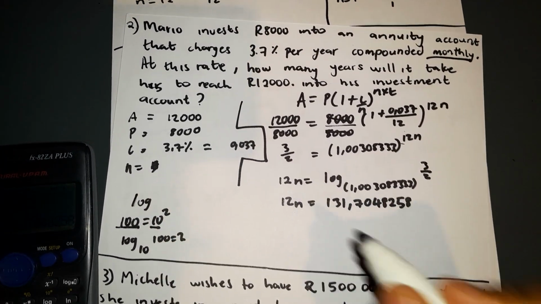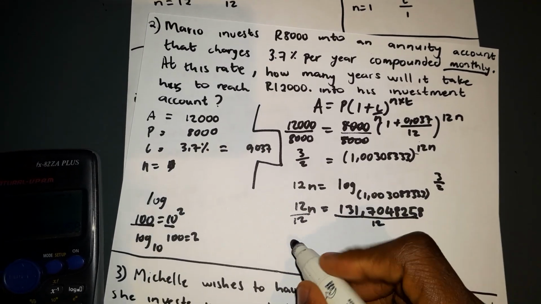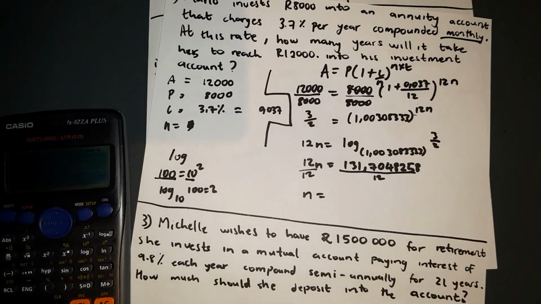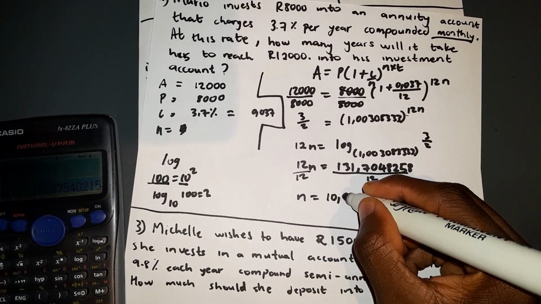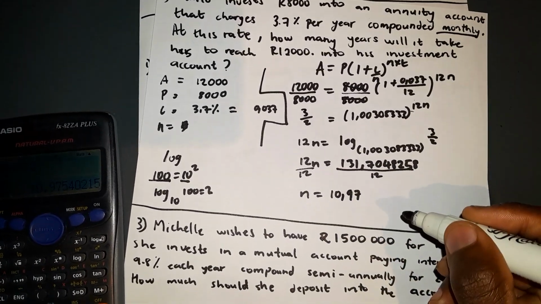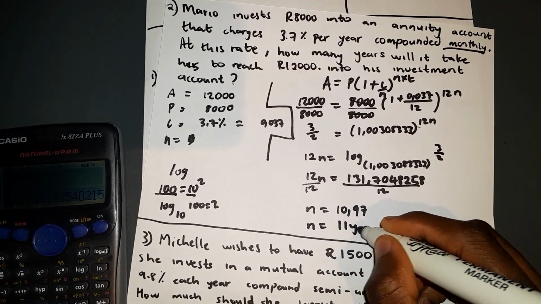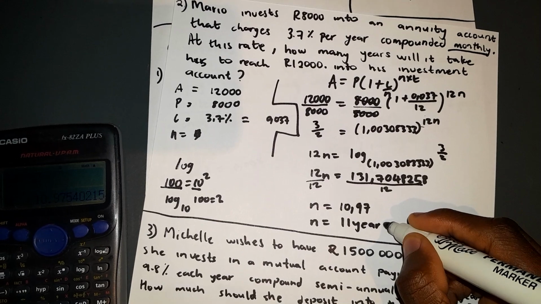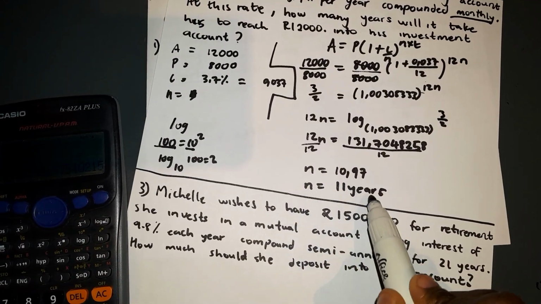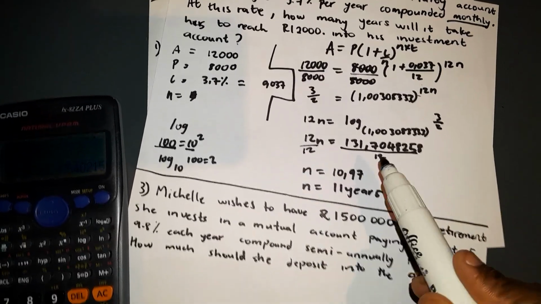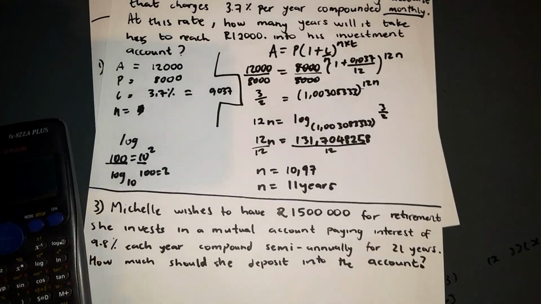So since we are looking for n, we'll just divide both sides by 12, and it will give us the final number of years, which is 10.975. And since it's years, we must just do it in a whole number. It will be a total of 11 years. You see, it's basically this 11 years multiplied by 12, which gave us this. So yeah, that's how we tackle it.